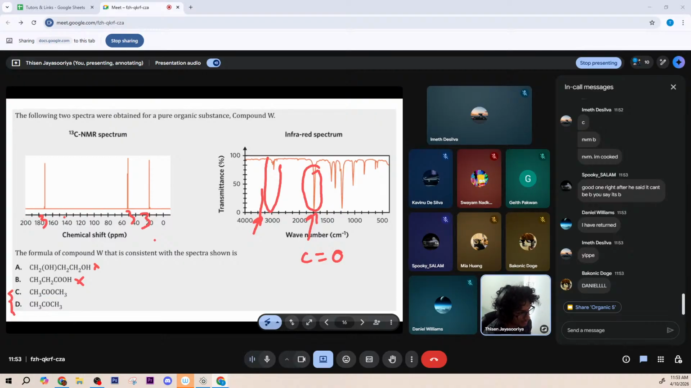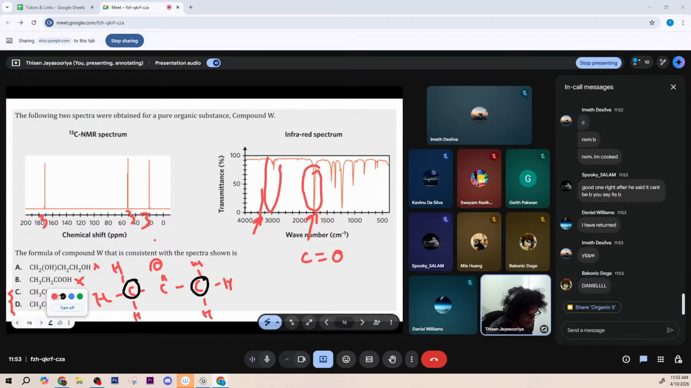Well, here we have three environments. This one down here, if we draw this molecule, it's going to look something like this. Because of the symmetry, these two carbons actually share the same environment, and then this carbon in the middle has a different environment from those two. So there are only two carbon environments here. That means D is not the answer, and C has to be the answer here. Does that make sense for everyone? Is that all good?